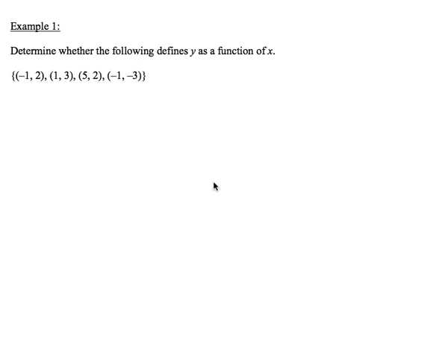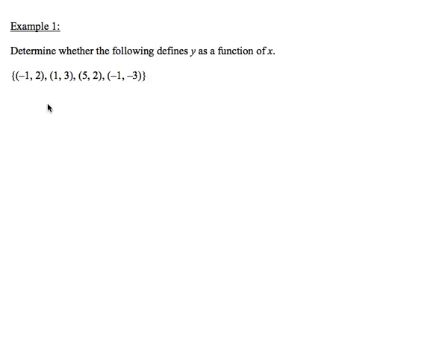Now we're going to look at a few examples and determine if what's given is actually a function or not. So remember, determining if it's a function or not, we need to see if there are repeated x values, and if they give us the graph, we want to determine if it passes the vertical line test.